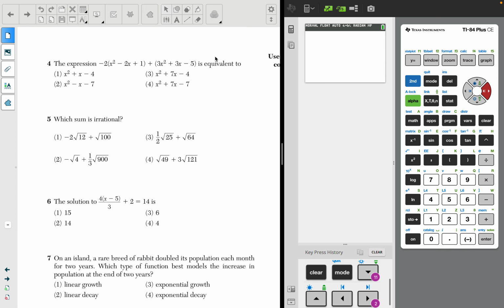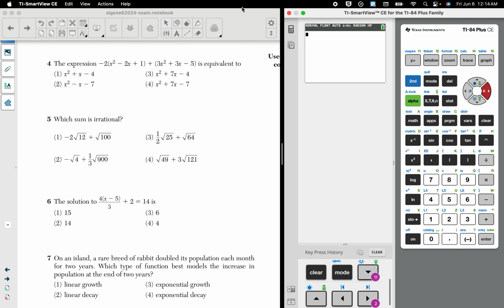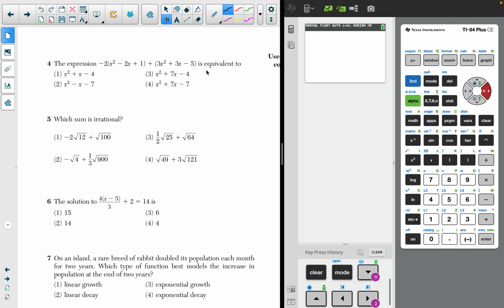So one of the first questions that we can use the calculator to solve is what's called the equivalent questions, okay? So as you can see in this question, the expression is equivalent to an equation, and they give you 4 different kinds of equation. You could use the normal distribution and combine like terms to solve, but the easier way, and if you forget how to combine like terms, you can use this shortcut, okay?